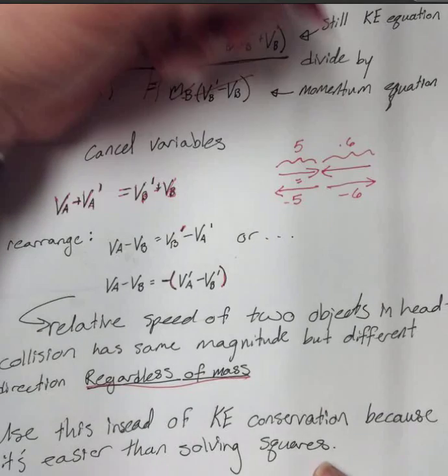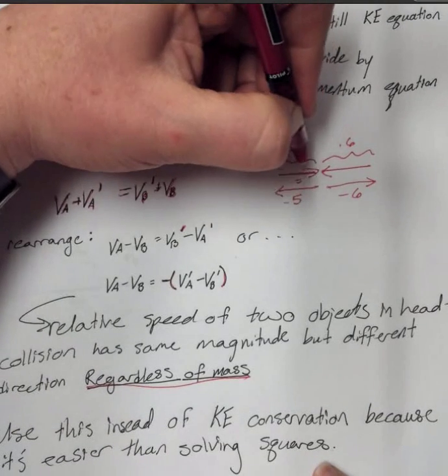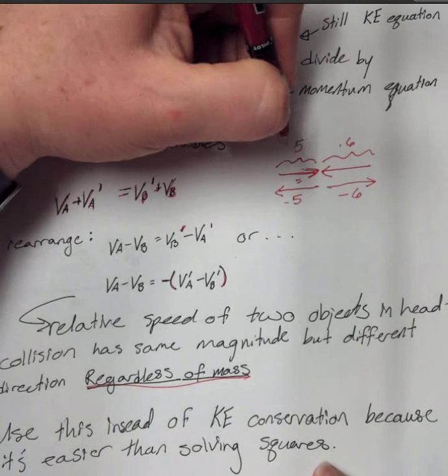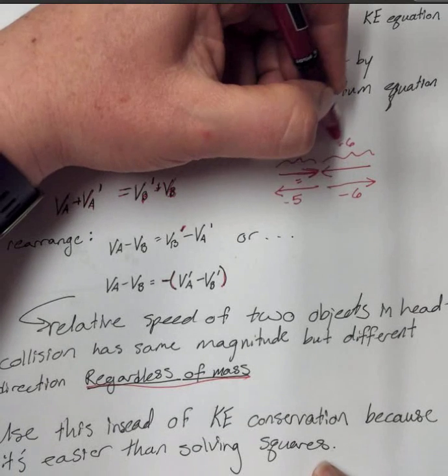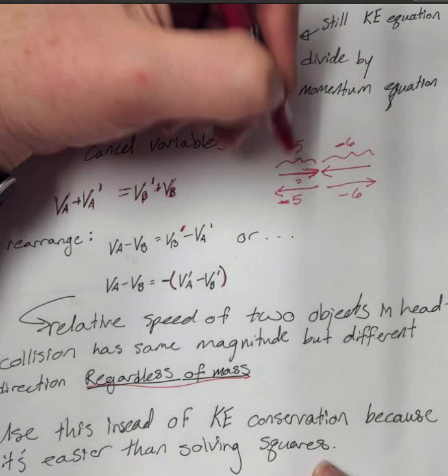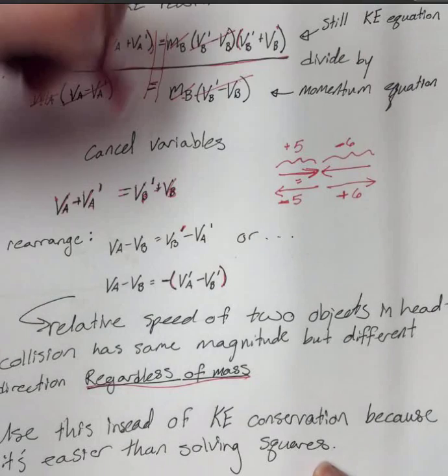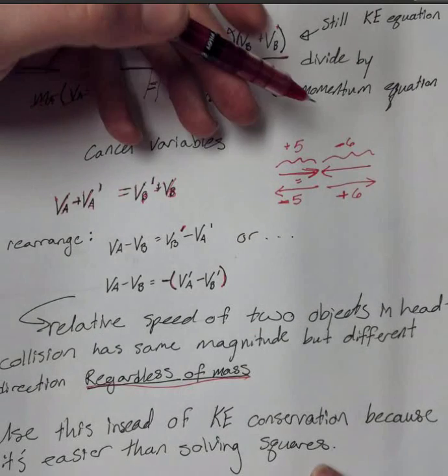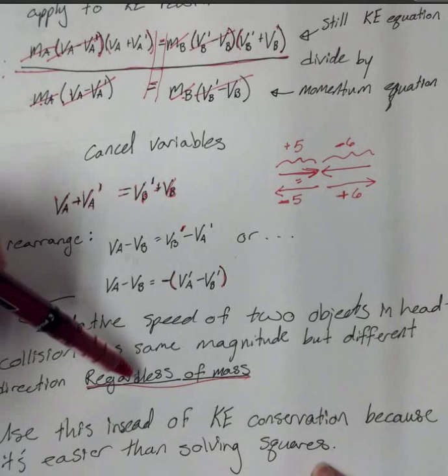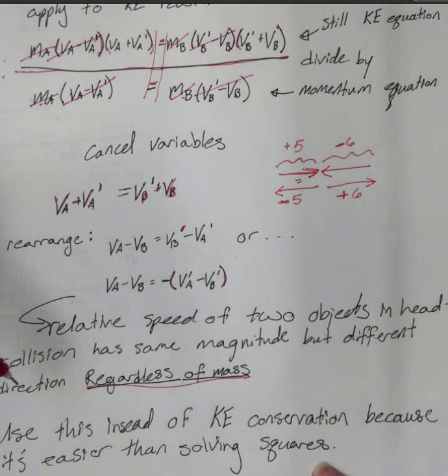So since I have direction, let's establish this is moving to the right, so that's a positive. This is moving to the left, so that's a negative. That means that this value ends up being a negative, and this value ends up being a positive. So this equation says regardless of mass, when two objects collide with each other in a head-on collision, their velocities will have equal magnitudes and different directions.